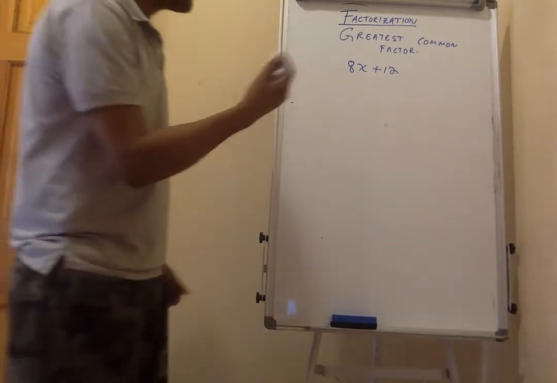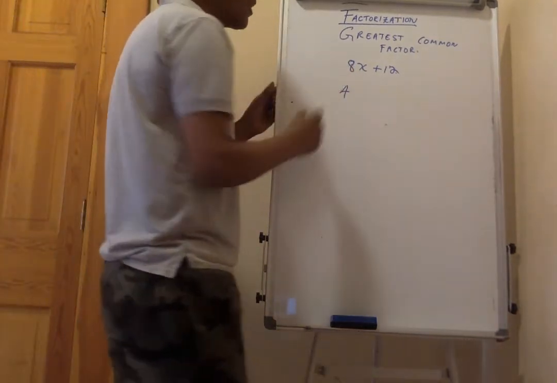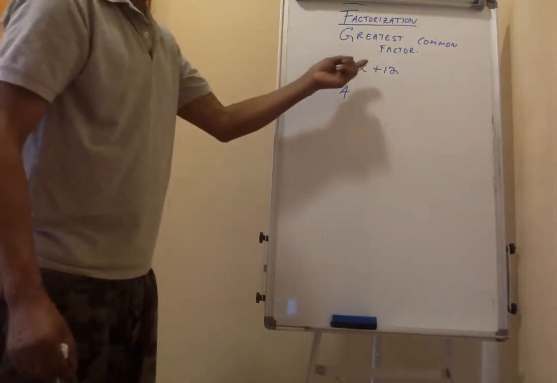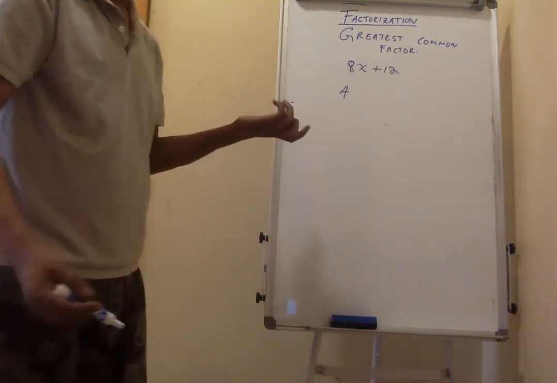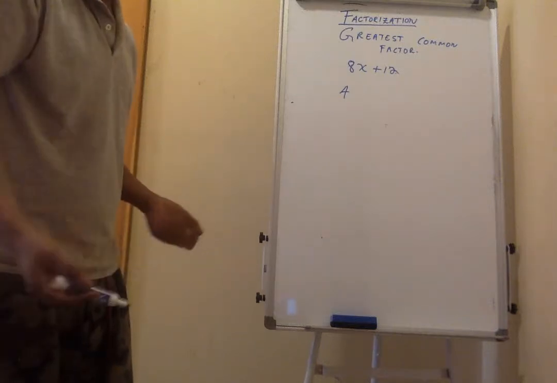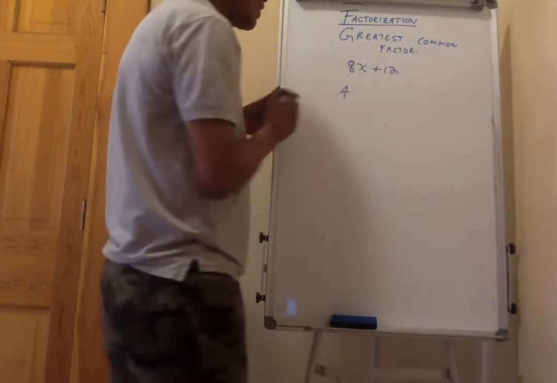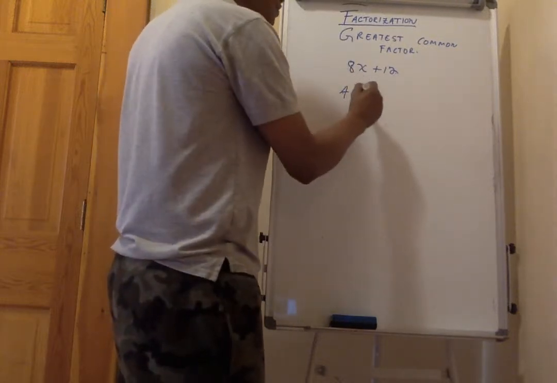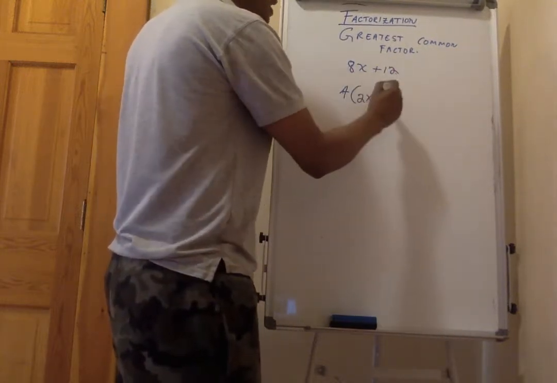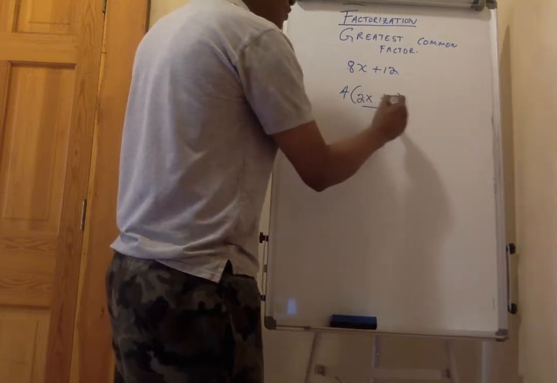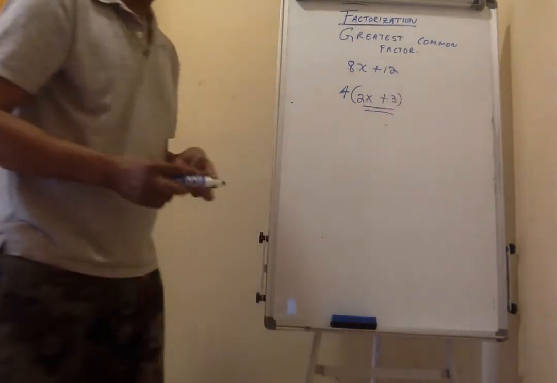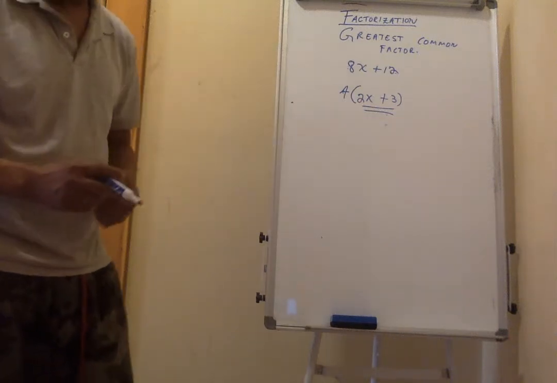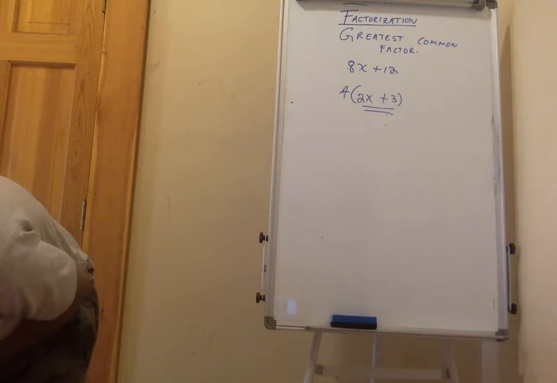And if you go ahead and do that, then you can see 4 is the greatest common factor of 8x and 12. The greatest common factor between x and 1 is 1. So we cannot factor out x because there is no x in 12. So you open the parentheses, 8 divided by 4 is 2, 2x, 12 divided by 4 is 3. Look at 2x plus 3. They have nothing in common that we can factor out. So your answer stays where it is. Okay.